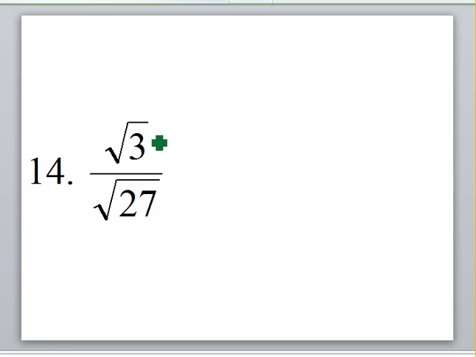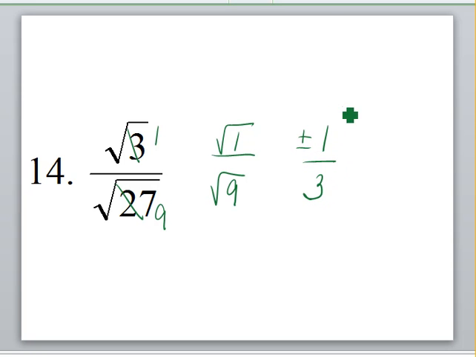On my next problem, neither one of these are a perfect square root. However, 3 and 27 share a like factor of 3. So on the top I end up with the square root of 1, and on the bottom the square root of 9. The square root of 1 is 1, and the square root of 9 is 3. So my answer is plus or minus 1/3.